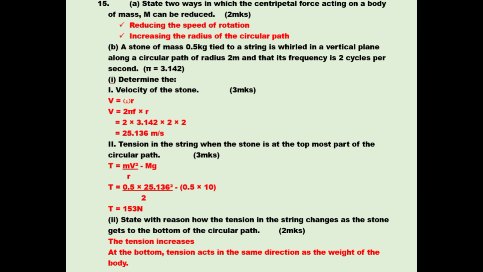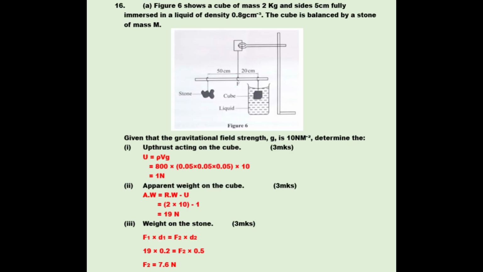Let's go now to question 16a. Figure 6 shows a cube of mass 2 kg and side 5 cm fully immersed in a liquid of density 0.8 gram per cubic centimeter. The cube is balanced by a stone of mass m. You have the stone, we have the cube. You can see the balanced system.